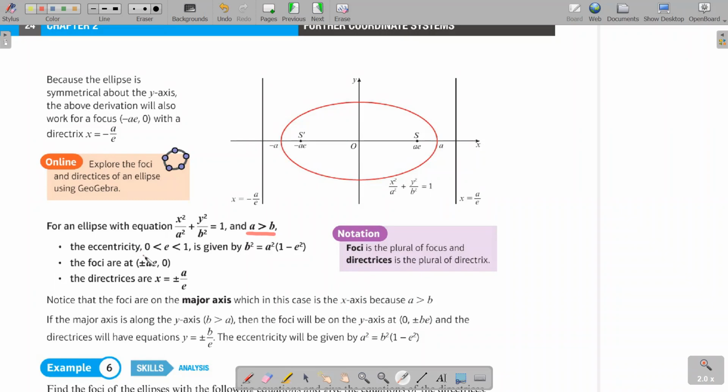And then for all these equations, the eccentricity E is between 0 and 1, and is given by b square equals a square into 1 minus e square. This is the equation we just now proved, isn't it? And then the foci are at plus or minus a comma 0. And then the directrices are at x equals plus or minus a over e. Is that okay? So all of these equations are correct when what? When your x-axis is the major axis.